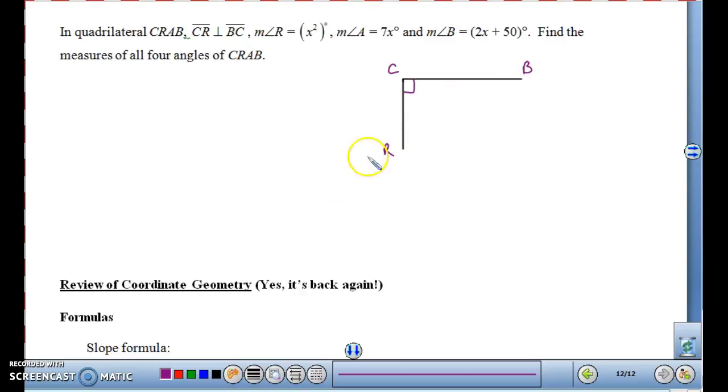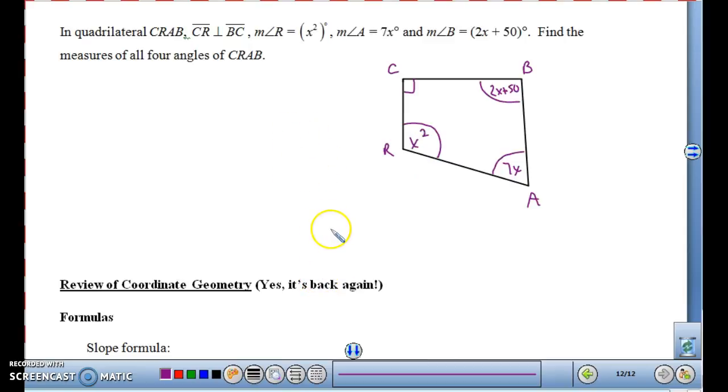All right, and then it's a quadrilateral, so it has two more sides that we don't know the measures of. I'll make it like this and maybe like that. So there's a four-sided figure. I don't know exactly what it looks like, but it could be this. So C, R, this would be A down here, and B. So just go around in a circle, clockwise or counterclockwise. Now, let's fill in our values. Angle R is x squared. Angle A is 7x. Angle B is 2x plus 50. Okay, so those are my angle measures for the quadrilateral.